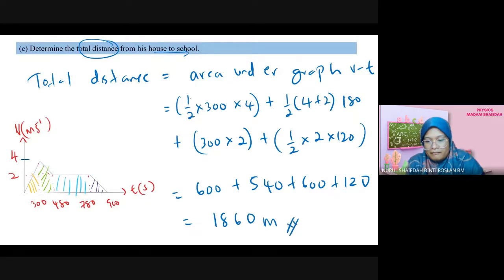So you look at the area under the graph. Okay, all right, that's all. Thank you.